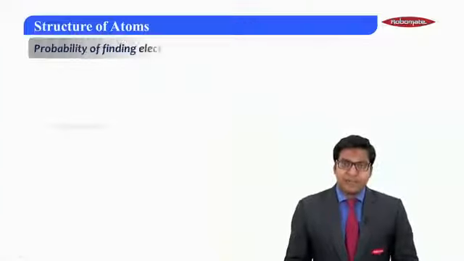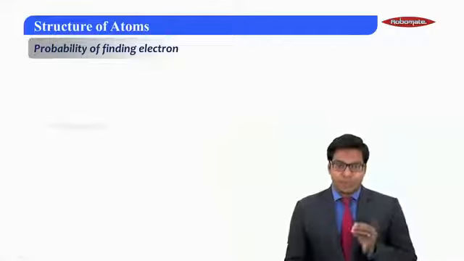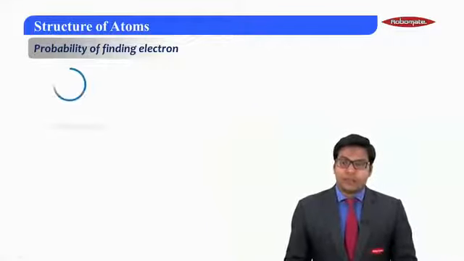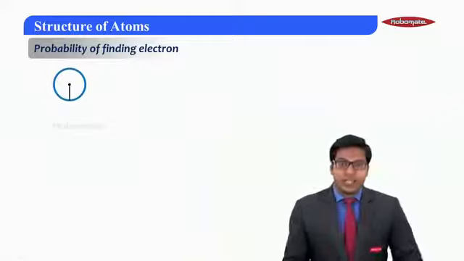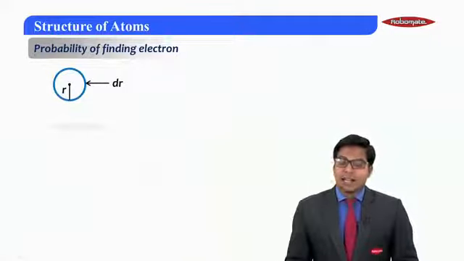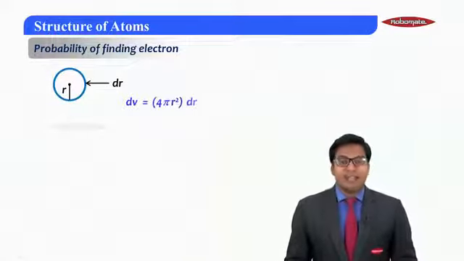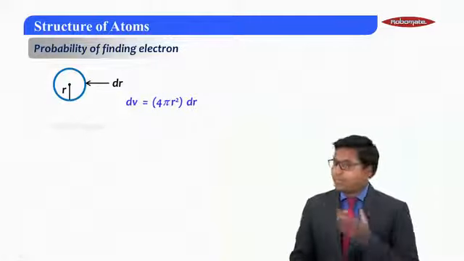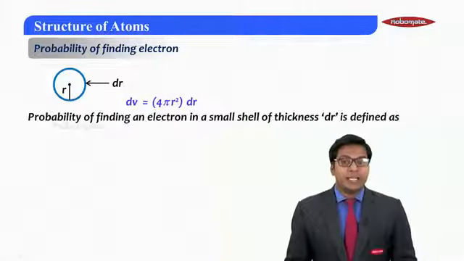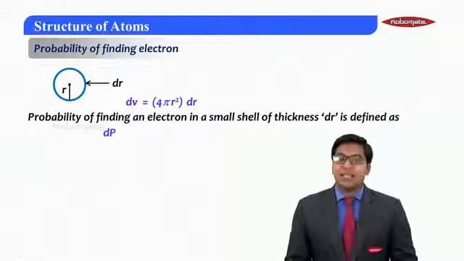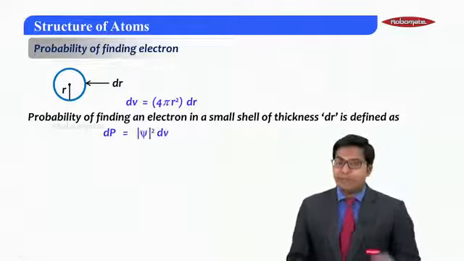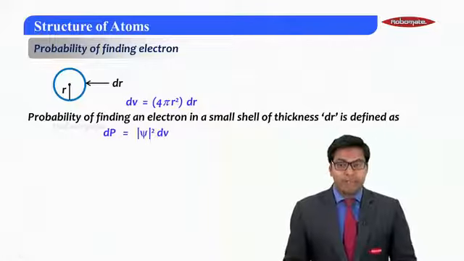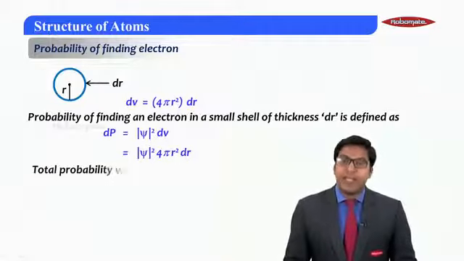So earlier we discussed how to calculate the total probability, right? For which we took a shell at a distance r, with thickness dr, and we can calculate the volume of it, which is 4 pi r square into dr, and the probability of finding the electron in that small thickness dr can be defined as dP, which is psi square into dV, where psi square is the probability density function, and which can be written as 4 pi r square psi square into dr.